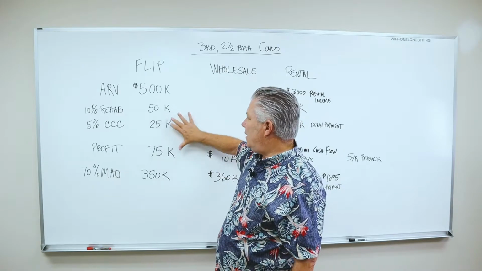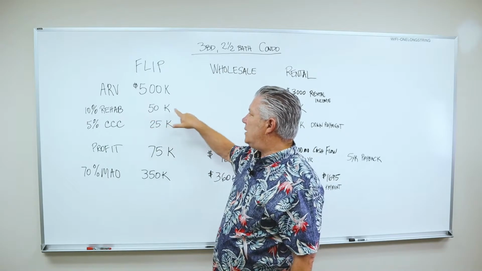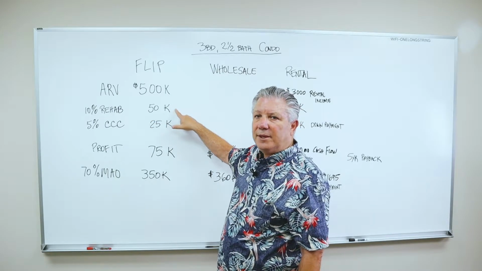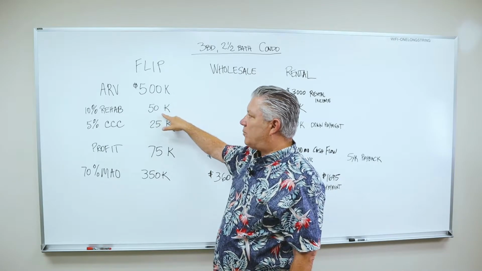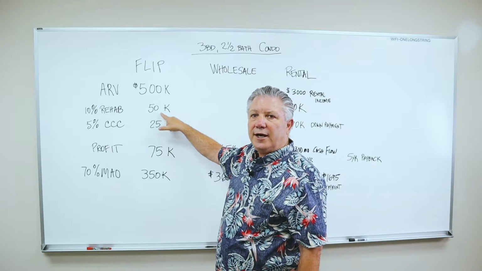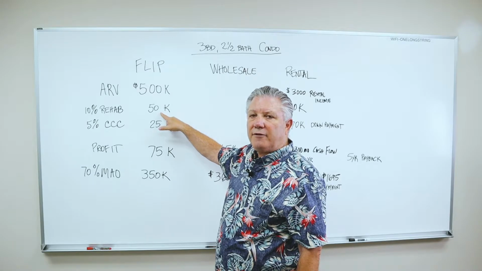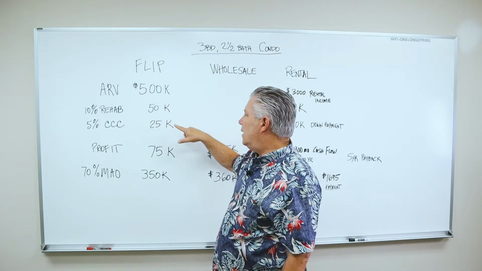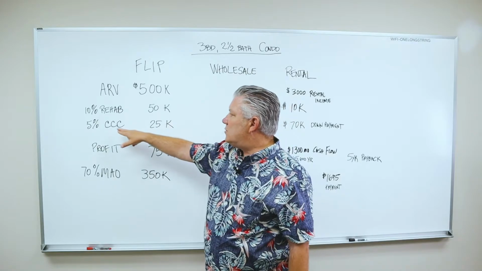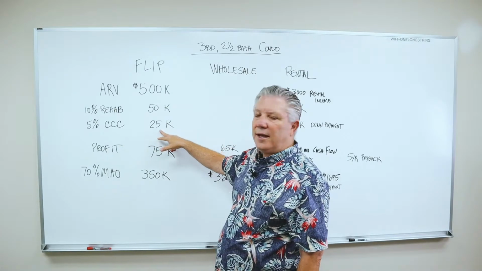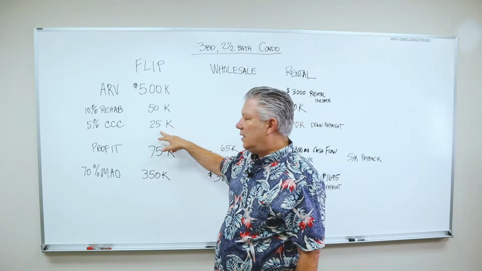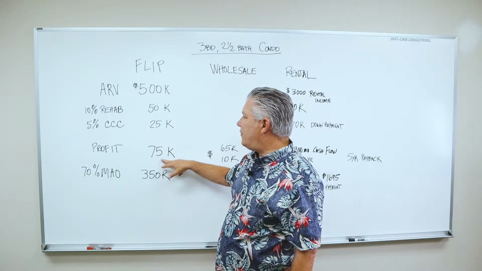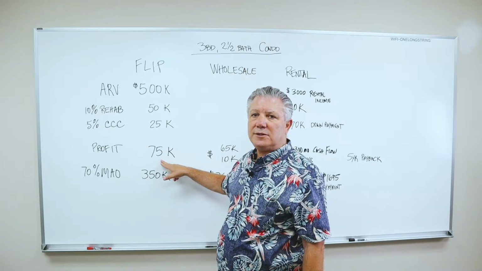In between here, we've got 10%, which is what I use for rehab, and that's what it costs to rehab the property. It was pretty much gutted at the time we bought it, so we had to put everything back brand new, which is what we normally do. Closing costs and commissions at the end of the day are around $25,000. So profit on this deal was $75,000.